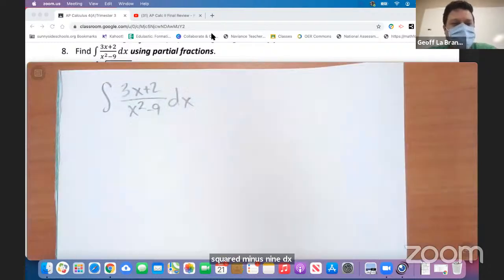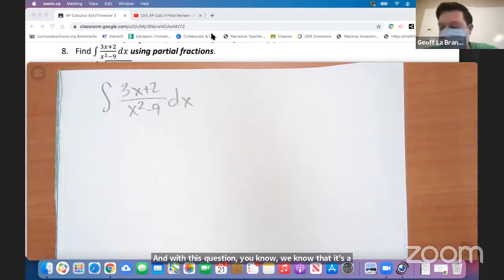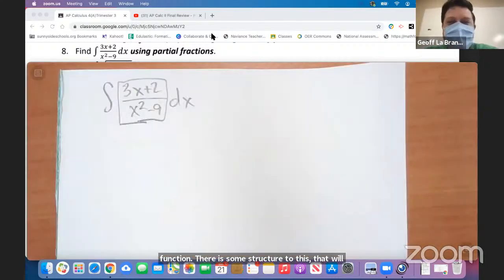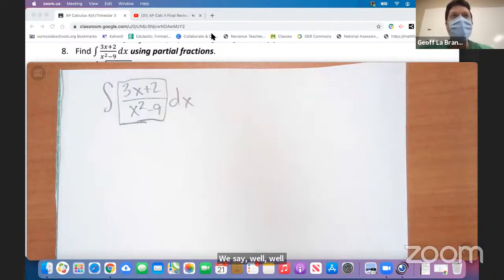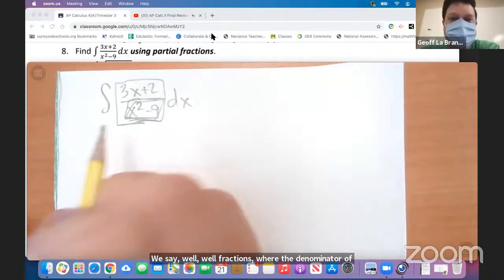And with this question, we know that it's a partial fractions response because we have a rational function. There's some structure to this that will let us take this rational function, this rational expression, and break it up into two or more fractions, where the denominator of each fraction is some factor of this original denominator.